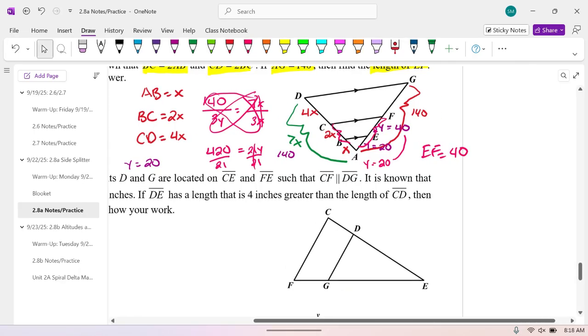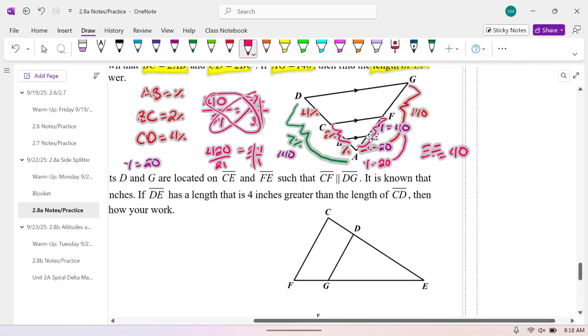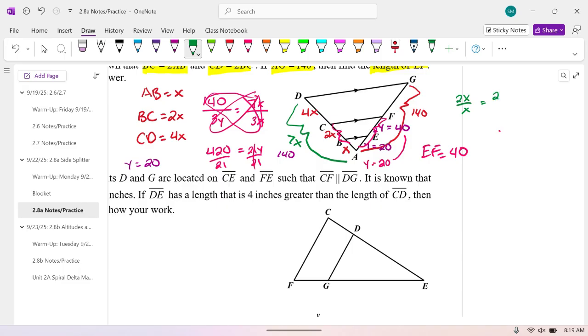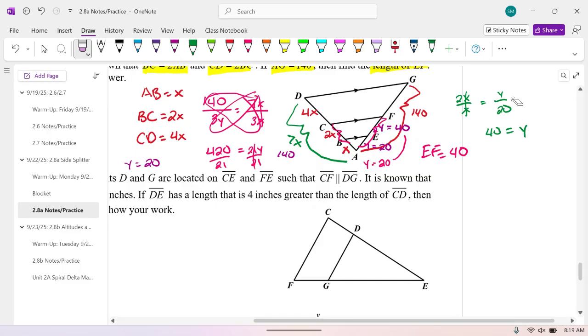Because again, let's say we did the side splitter between ABE and ACE. Just to double check, you would have x or 2x over x is equal to 20, which we just found as y, not y over 20. So the x's cancel, you would get 40 is equal to a singular y. That was just if I plugged in a number for y. So you could have said z or whatever. So let's call that z.